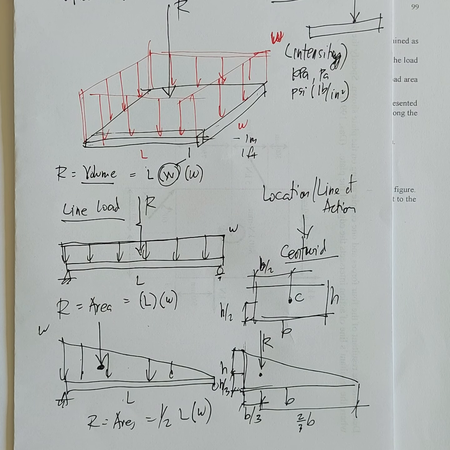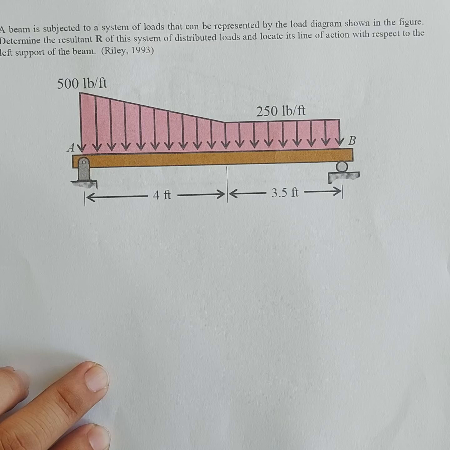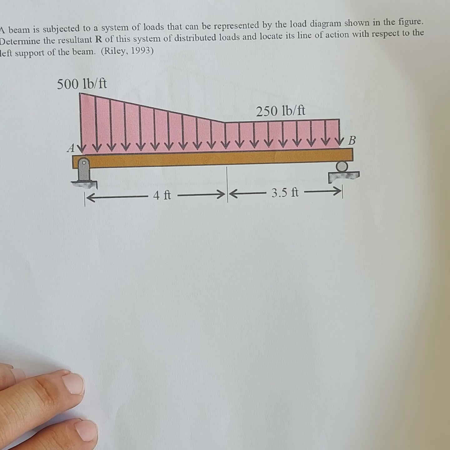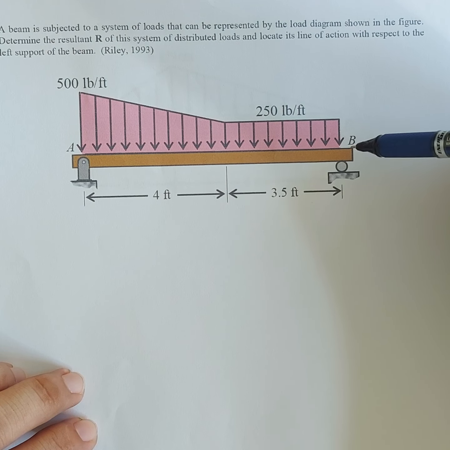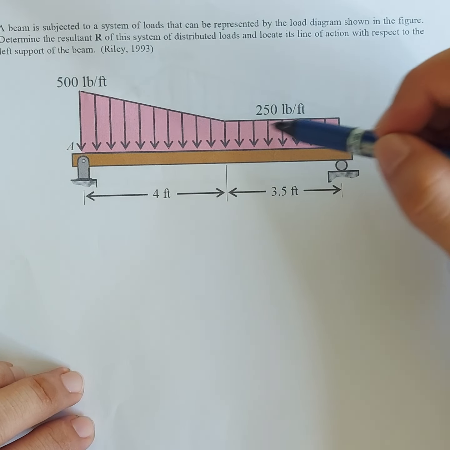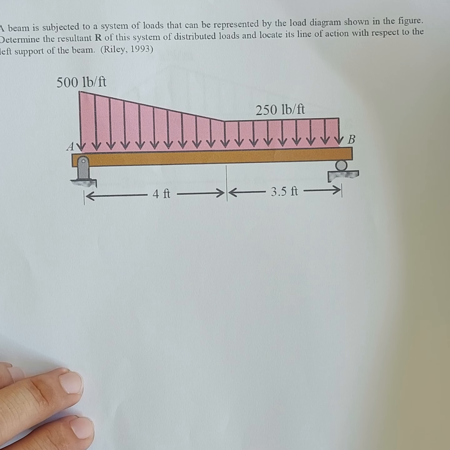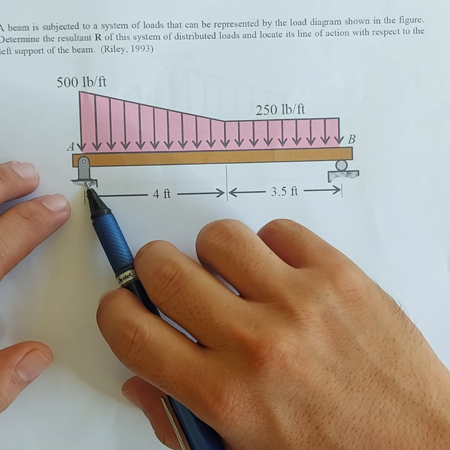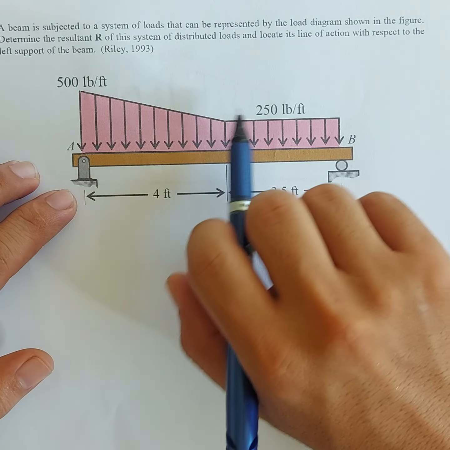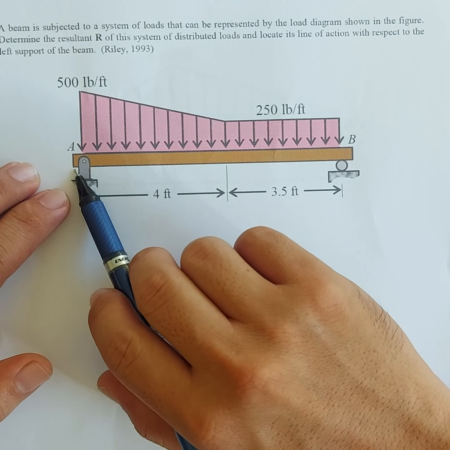Now let's try to solve some illustrative problems here. A beam is subjected to a system of loads that can be represented by the load diagram shown in the figure. So this is the load diagram. Ito yung beam natin. So medyo irregular yung loading niya. Determine the resultant of this system of distributed loads and locate its line of action with respect to the left support of the beam. So ito yung support ng beam natin, left support. So nasaan daw yung resultant force natin from the left support or from point A.